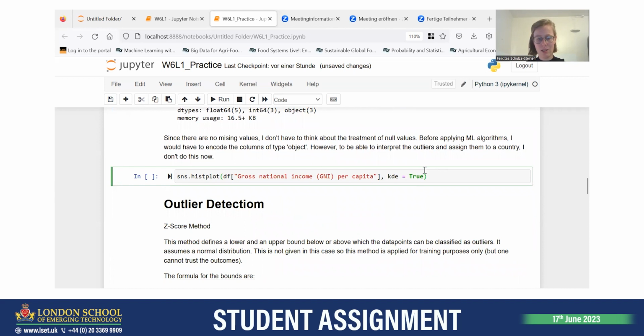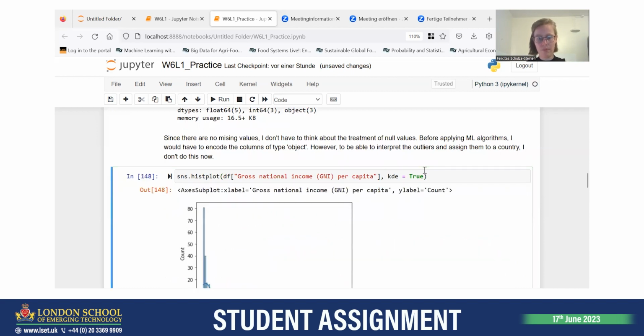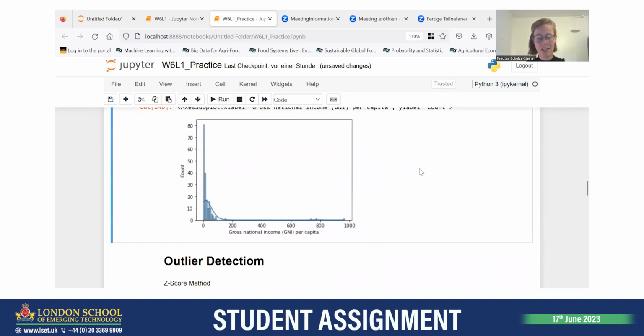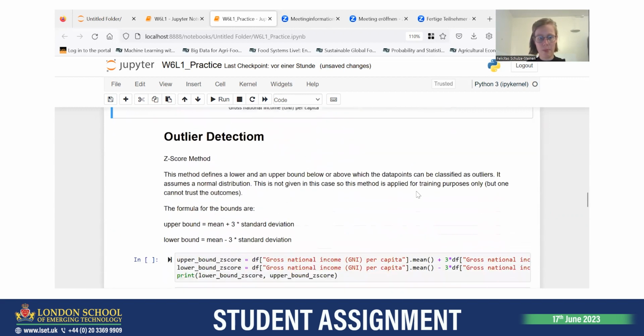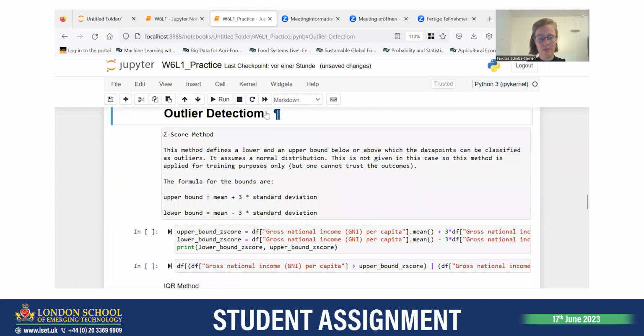Now we visualize the distribution of the data, more specifically of the column gross national income per capita. You can see that it's highly skewed, and most of the data is towards the left side of the distribution. Now we detect outliers.